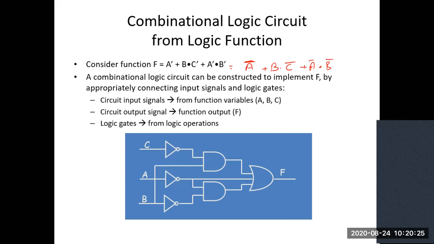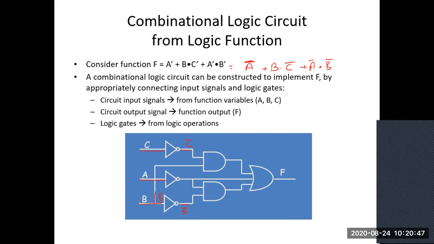Okay, so I don't want A, so I am only giving A to my NOT gate. I want B and B bar both. So B bar is this, and B I am taking separately. I don't want C, I need only C bar. So this is my C bar.